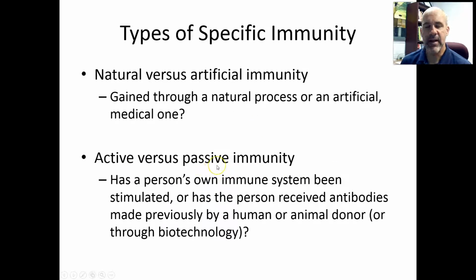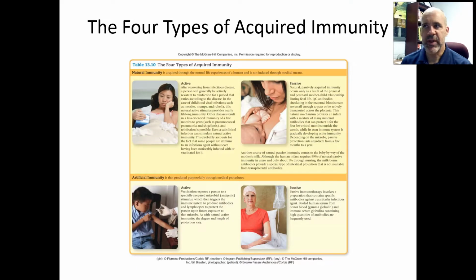Passive immunity is a different situation. This is where you receive pre-made antibodies. So antibodies made by a different source. And as we're going to see, there are natural and artificial ways by which that can happen. So let's put the two together. When you put those two together, you wind up with 4 different types of acquired immunity.